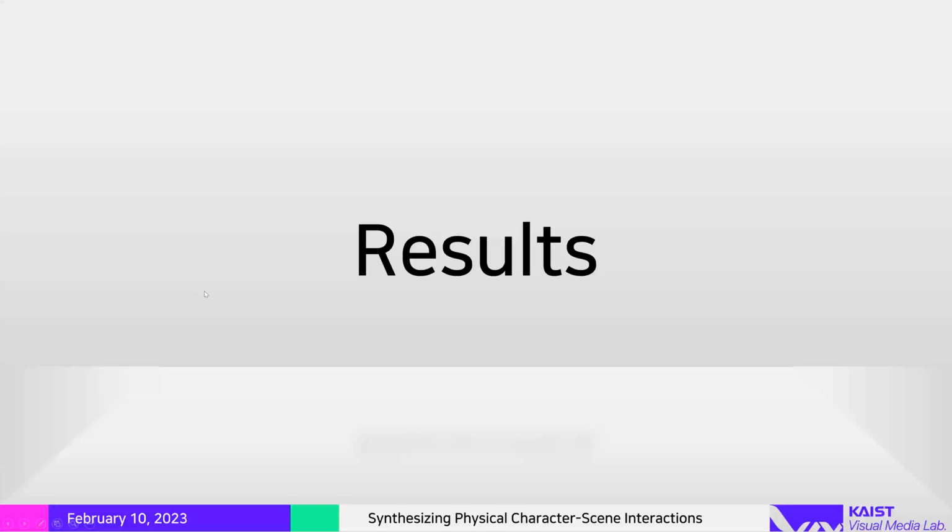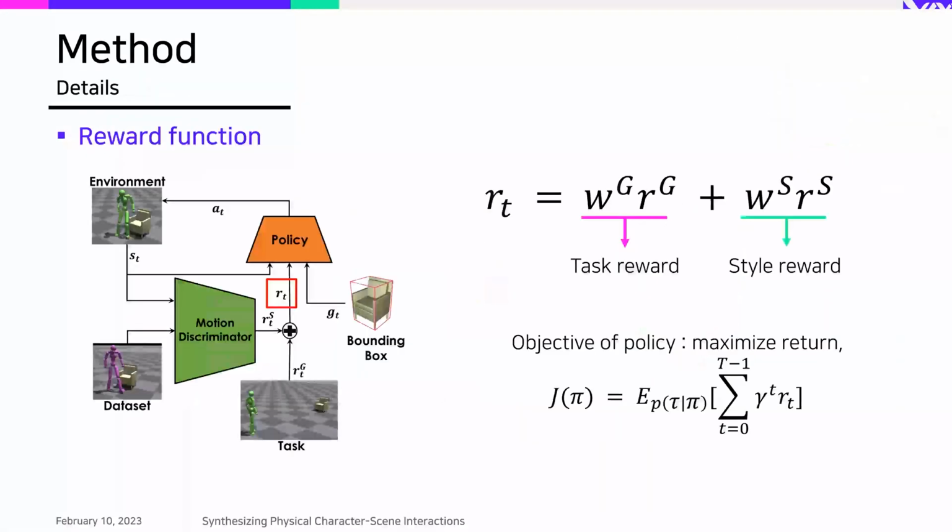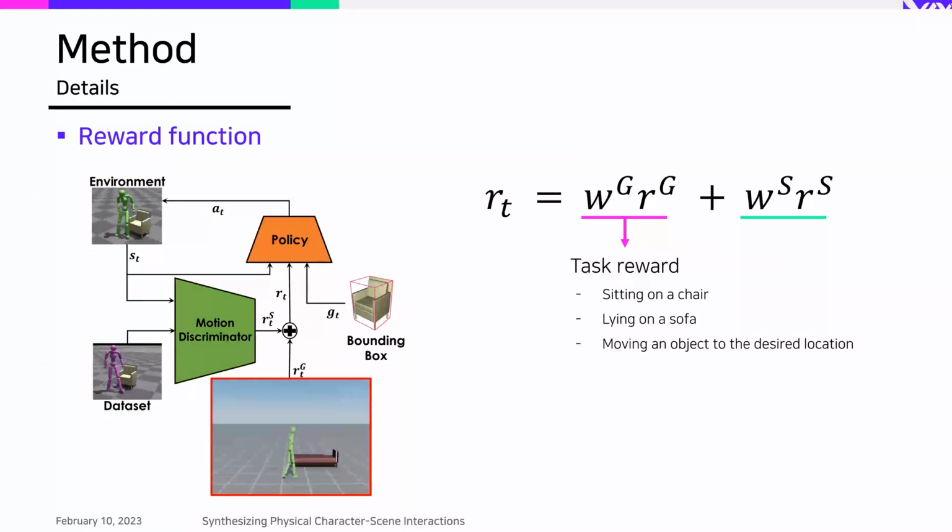Is there any question? Yes, I have one more question. For the task-specific reward, you explained that they specify sitting on a chair and lying on a sofa and so on. Then how do they actually specify the motion of sitting on a chair or lying on a sofa?